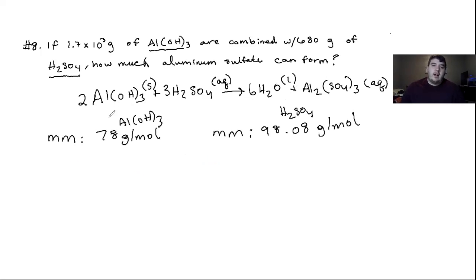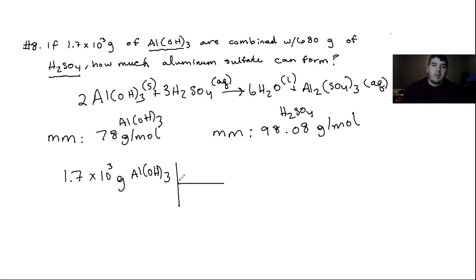Now I can check to see which one of these is my limiting reagent, and by doing that, I can compare that limiting reagent to my aluminum sulfate, and that's going to tell me exactly how much aluminum sulfate I'm able to form based off the given amounts in this reaction. So let's start with aluminum hydroxide. Let's find out exactly how many grams of aluminum sulfate can be created from the provided amount of aluminum hydroxide. So I had 1.7 times 10 to the 3 grams of aluminum hydroxide.